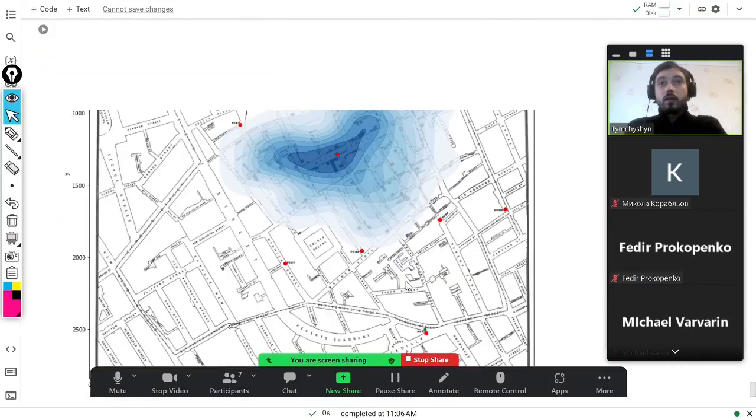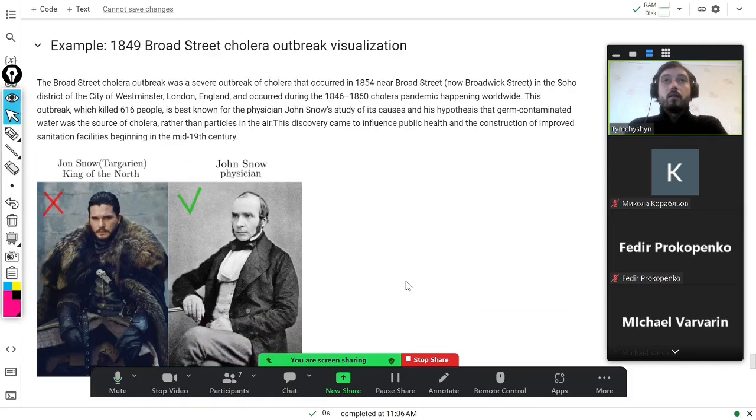Okay, and I guess the last example for today, the example of 1849 Broad Street cholera outbreak visualization. So there was a severe outbreak of cholera that occurred in 1849 near Broad Street in the Soho district of the city of Westminster, London, in England, of course. And that pandemic was happening worldwide. That was quite, let's say, something that happened from time to time in those days.